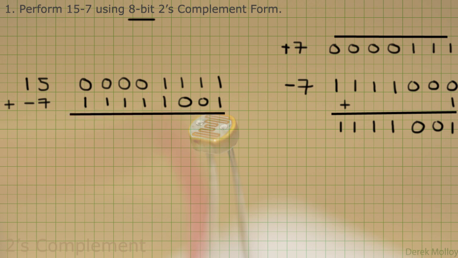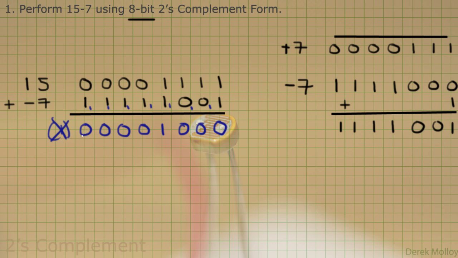Okay, so now we add them all together. 1 plus 1 is 0 with a carry of 1. 1 plus 1 is 0 with a carry of 1. 0 with a carry of 1. 1 plus 1 plus 1 is 1 with a carry of 1. 1 plus 1 is 0 with a carry of 1. 1 plus 1 is 0, carry of 1. 1 plus 1 is 0 with a carry of 1. 1 plus 1, 0 with a carry of 1. Again, we've ended up with this, in this case, 9th bit that we just ignore.